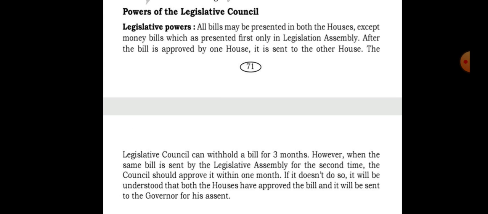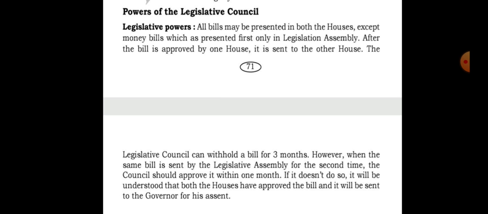All bills may be presented in either house, or any house can present any bill except the money bill or financial bill. A financial bill or money bill has to be presented only in the legislative assembly. After the bill is approved in one house, it is sent to the other house. The legislative council can withhold any bill for 3 months. However, when the same bill is sent to the legislative assembly for the second time for reconsideration, then the council should approve it within 1 month. That is the time duration given to the legislative council to withhold any bill.